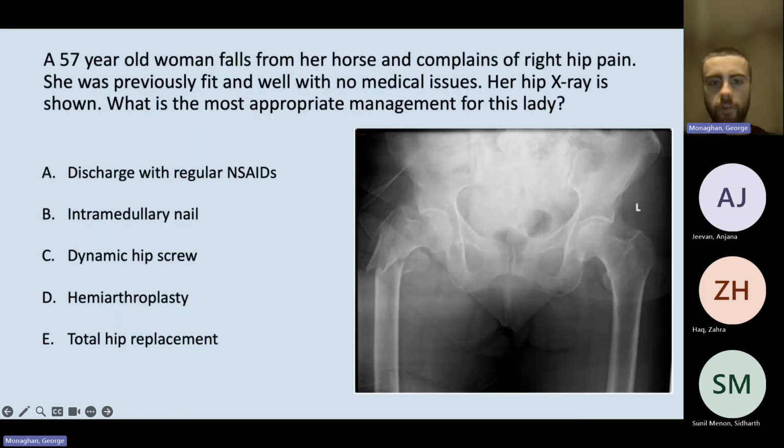So one thing I wanted to talk about was Shenton's line. I don't think it's drawn on any of these, so I can't really point it out, but is there a way to get a pointer on here?